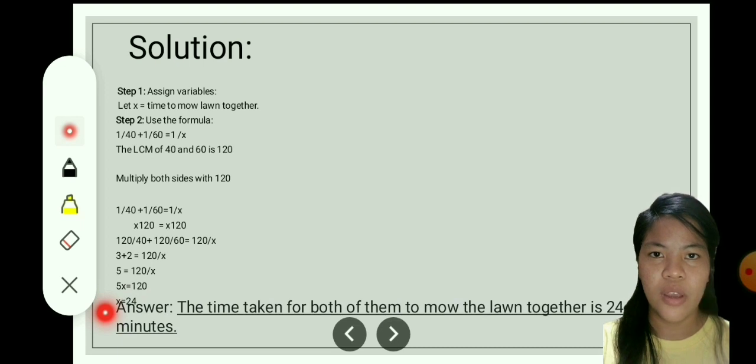So 120 divided by 5 is 24. So x is equal to 24. So the final answer is the time taken for both of them to mow the lawn together is 24 minutes.